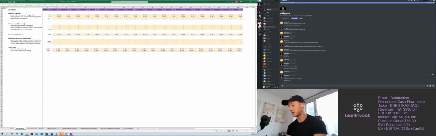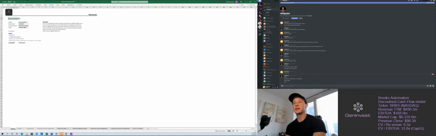So if you can see here on my screen, we're putting together a DCF for Brooks Automation. For you guys who are new here, Brooks Automation is in the semiconductor manufacturing automation process, and they also sell significantly into the life sciences industry. So I really like this business because they've taken a process that's particularly complex, namely creating machinery and processes for the production of semiconductors.